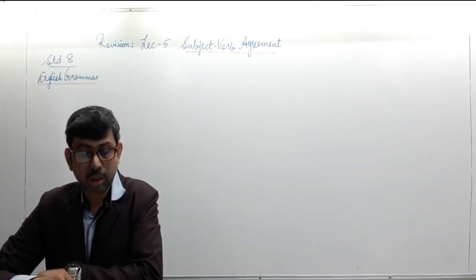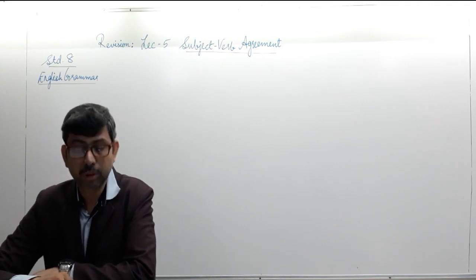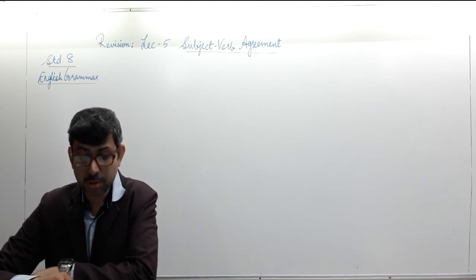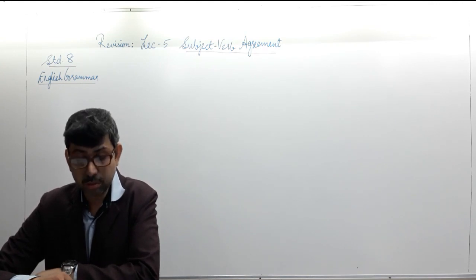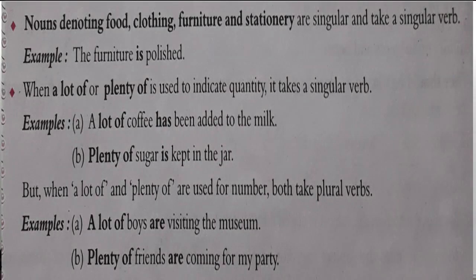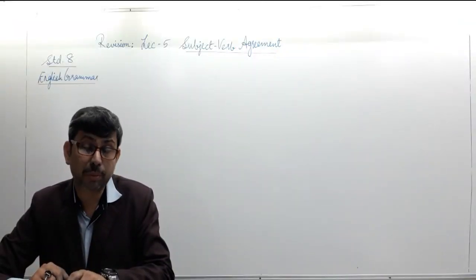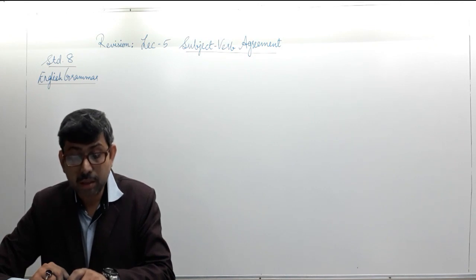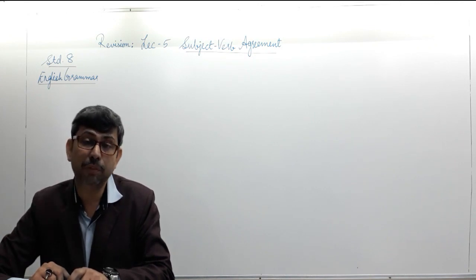Let us now look into some uses of subject-verb agreement, how a verb is used in the following situations. As you see on your screen, nouns denoting food, clothing, furniture and stationery are singular and take a singular verb. For example, the furniture is polished. Well, we never say furnitures, we always refer to the word furniture as singular, and therefore we say the furniture is polished, and you will never say the furniture are polished.